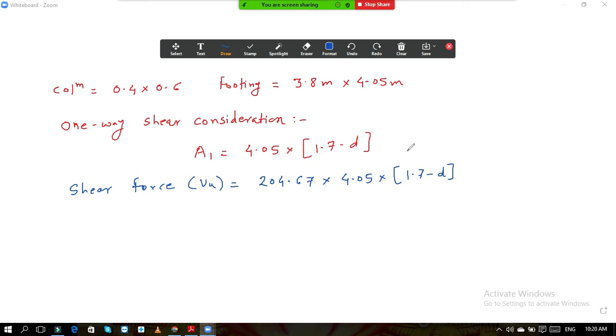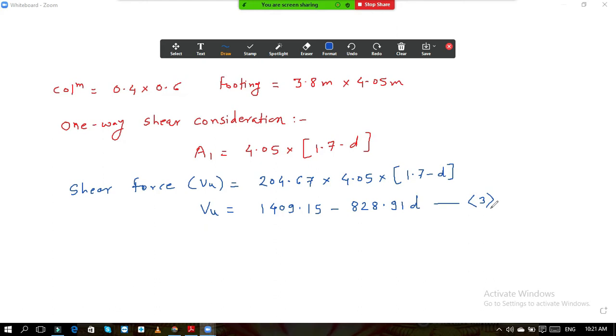Now you can simplify this a little bit further. Vu is equal to, multiplying this quantity inside the bracket, 204.67 multiplied by 4.05, which works out to be 828.91, into 1.7. This quantity is 1409.15 minus 828.91 d. This is our equation number 3. The first two equations are from two-way shear consideration, and now this is one-way shear consideration.